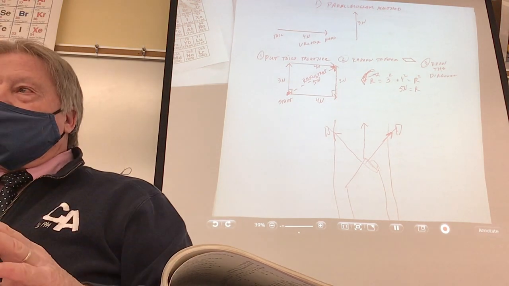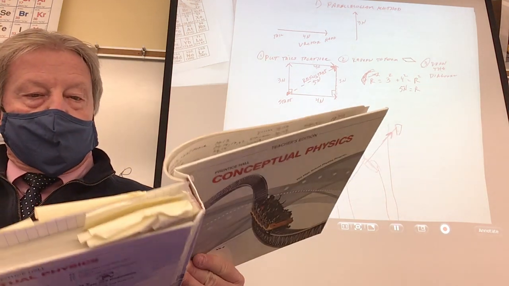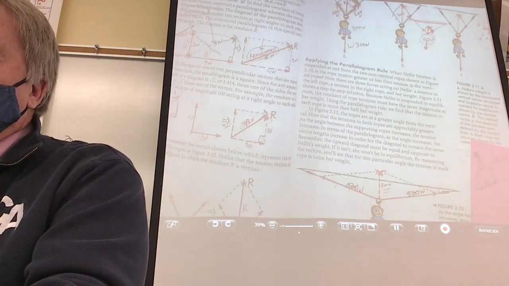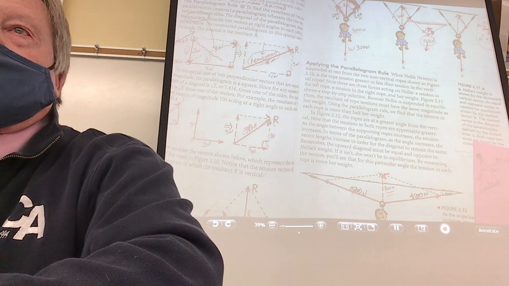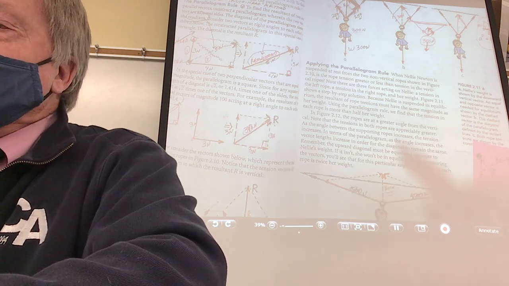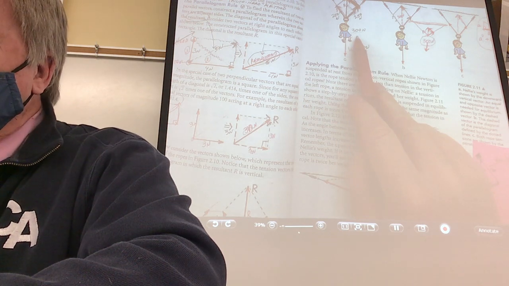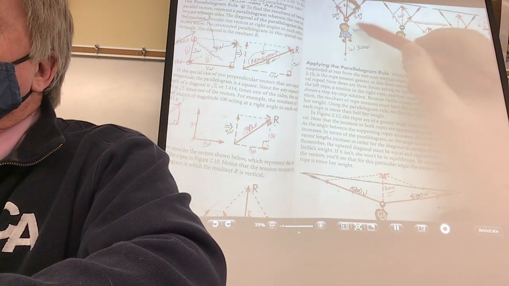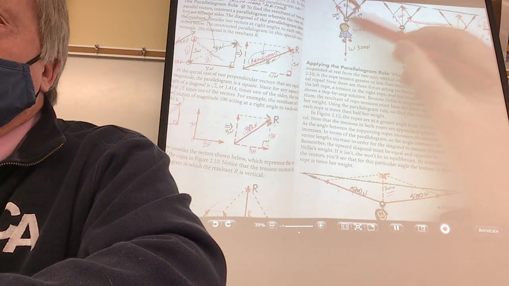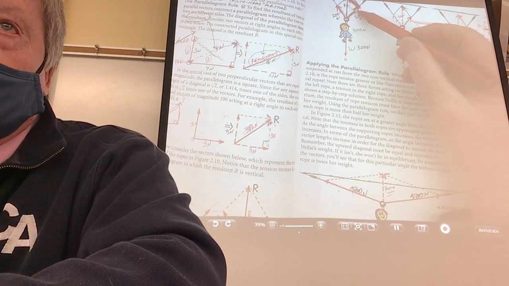So there's so many applications of vectors and vector additions that let's take a look at this next one here. Now here is Nellie, and Nellie likes to hang around. I guess that's her job, hang around things. But let's say that Nellie weighs 300 newtons again, and the question is, how much tension will be in this rope?